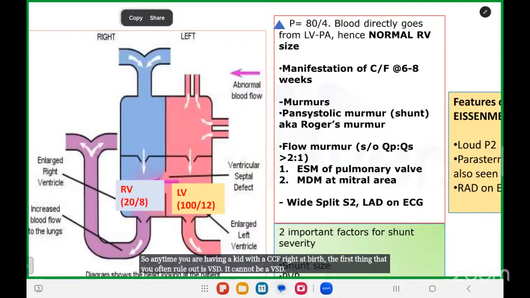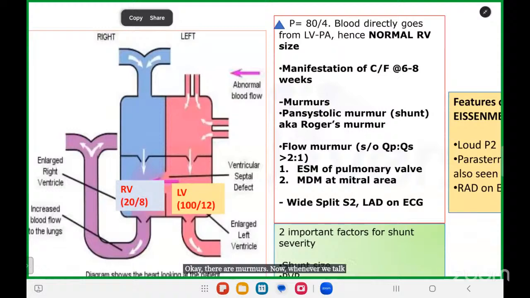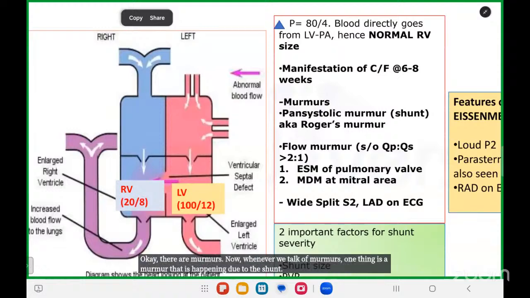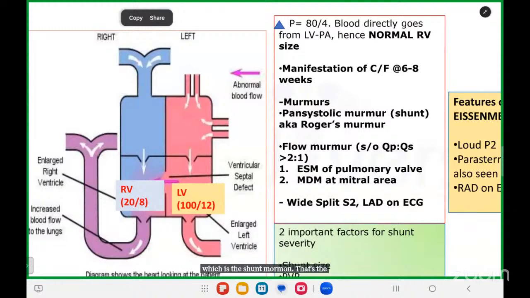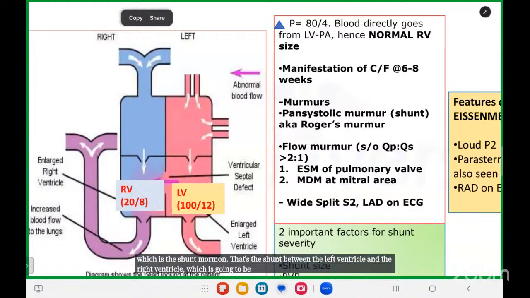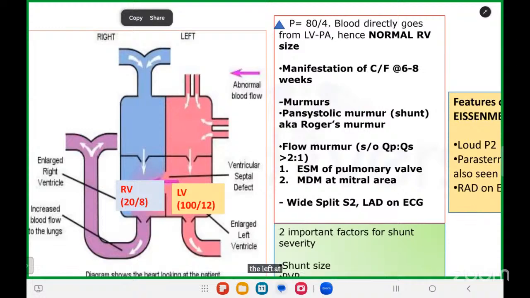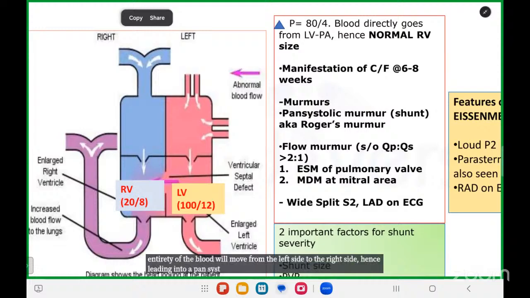Okay, there are murmurs. Now, whenever we talk of murmurs, one is the murmur that is happening due to the shunt, which is the shunt murmur. That's the shunt between the left ventricle and the right ventricle, which is going to be a pansystolic murmur. It's a no brainer. The moment the left atrium drains its blood into the left ventricle and the left ventricle starts contracting, the entirety of the blood will move from the left side to the right side, hence leading to a pansystolic murmur. This murmur is also called a Roger's murmur.